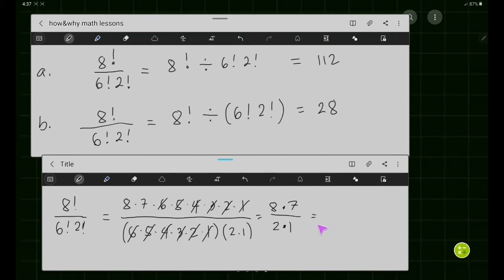So this is equal to, masimplify ang 8 at saka 2, so this will become 4. This is equal to 4 times 7 over 1 times 1, so this is equal to 28 over 1, or equal to 28. Ito yung simplified form niya, 28. So yung sagot natin is 28. Ito yung tamang proseso sa paggamit ng calculator.